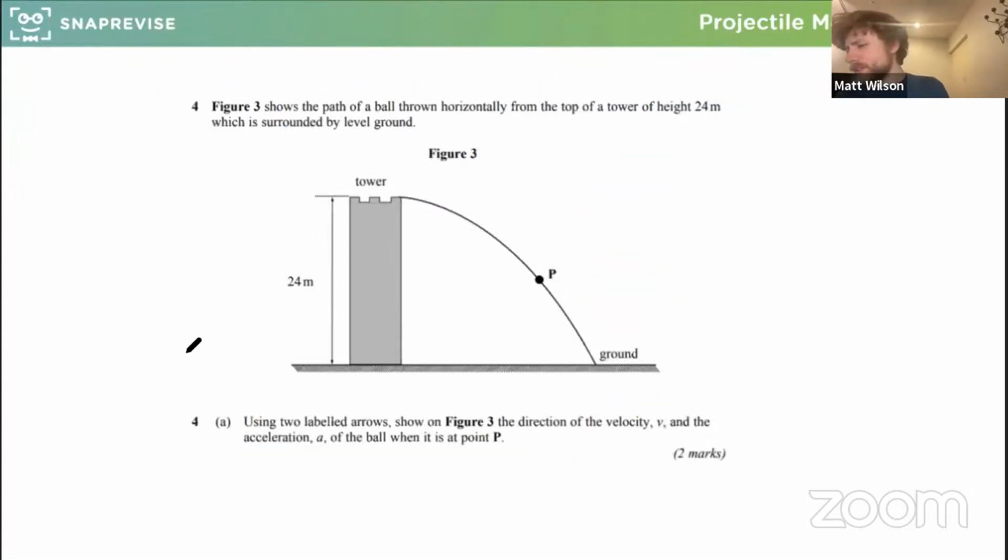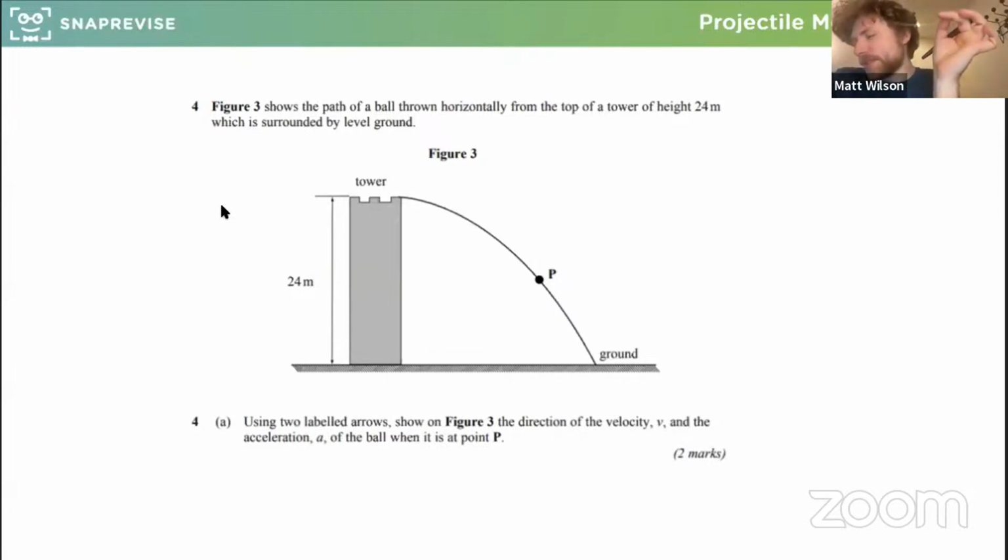Okay, so in this question, we're told about figure 3. Figure 3 shows the path of a ball thrown horizontally from the top of a tower of height 24 meters, which is surrounded by ground level. We're asked to use 2 labeled arrows to show on figure 3 the direction of the velocity v and the acceleration a of the ball when it's at point P. This is a fantastic conceptual question.